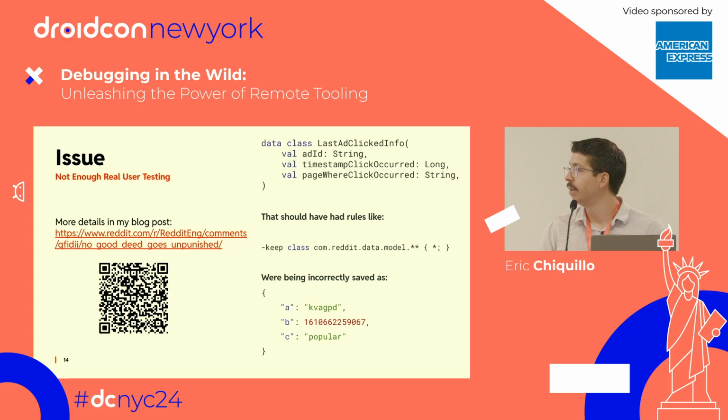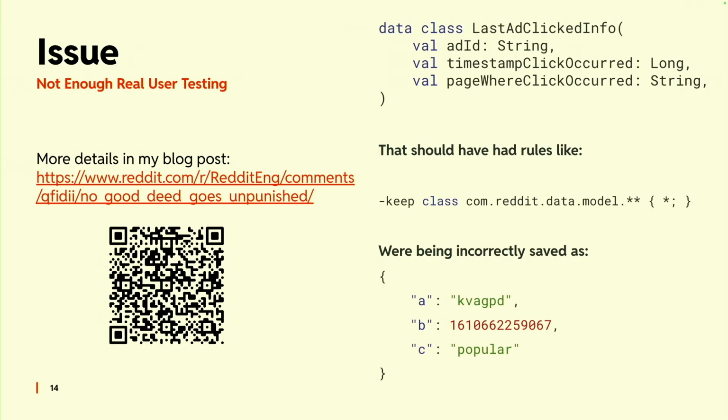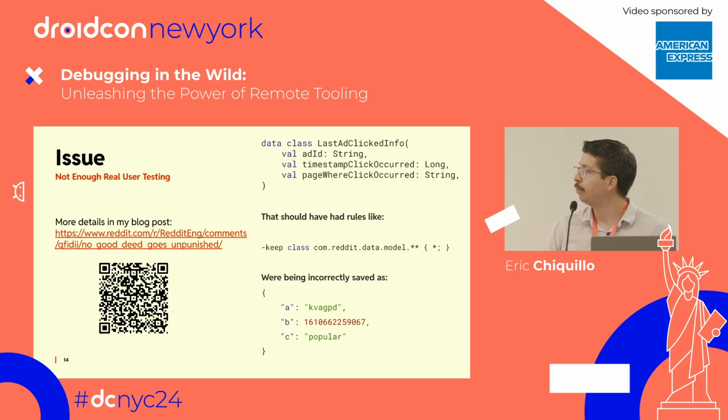And so in my case, the issue was I didn't do enough real user testing. I did test upgrade paths, but I was only verifying that when you log in after installing the new version, it would work as intended. If you remember the slide where I had the crash, it was complaining that it could not find addId. In the top right, you'll see this data class, LastAddClickInfo. In that version of the app, I forgot to include the keep class in our ProGuard file, to make sure it kept that file.